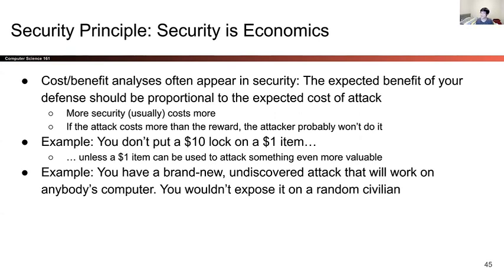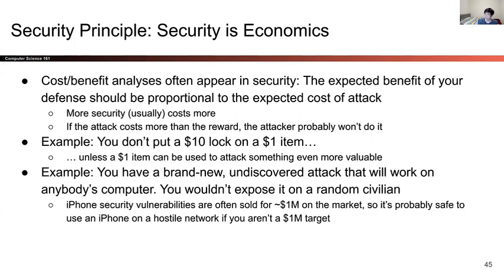A more real-world example of this is that oftentimes we'll see undiscovered attacks in devices. So I was talking earlier about the NSA has these undiscovered exploits that they'll use. And you wouldn't risk using them on some random civilian who they don't have an interest in. For example, iPhone security vulnerabilities, they go for $1 million on the market, give or take. So if the expected benefit of spying on you in particular is less than $1 million, then they're not going to risk exposing that $1 million security vulnerability. Now, if you are a $1 million target, maybe you should, I don't know.